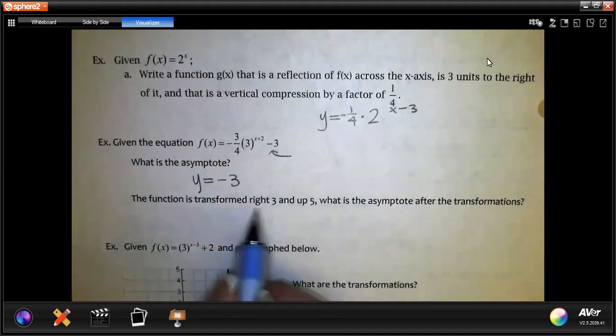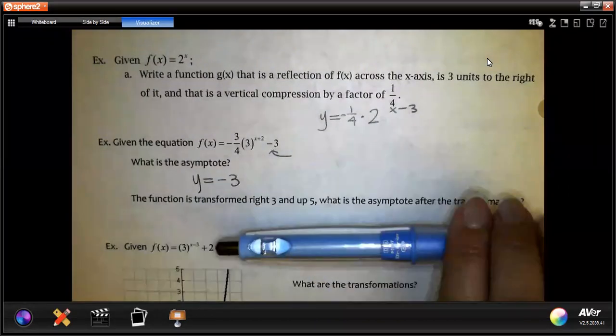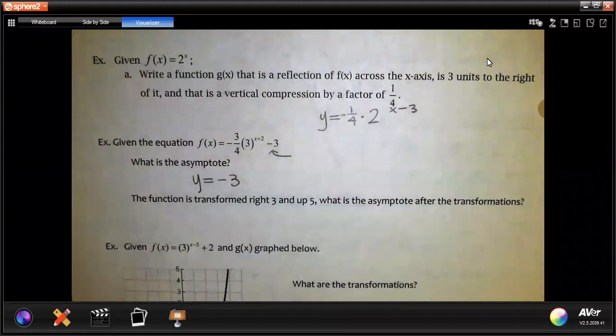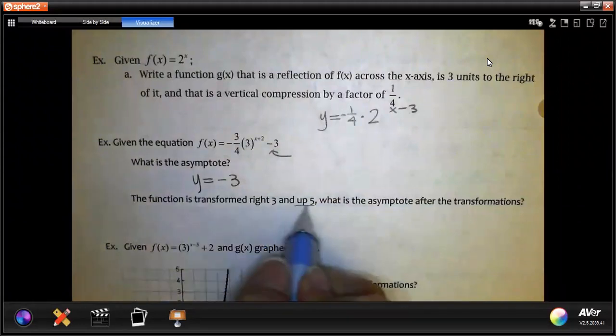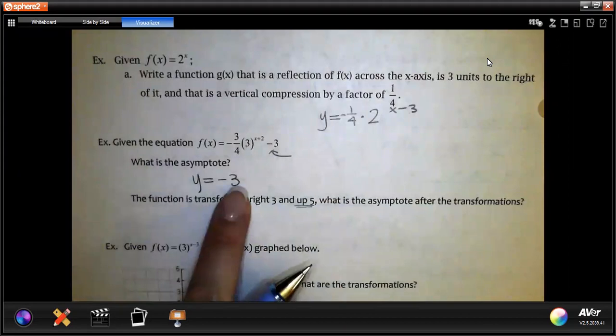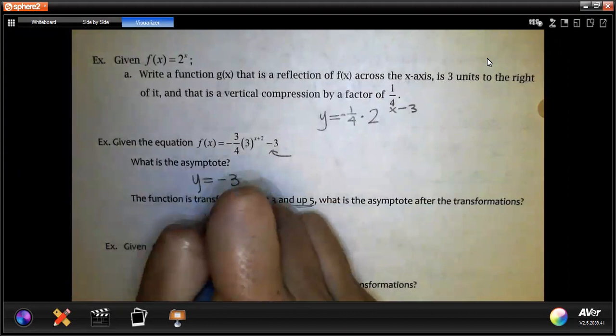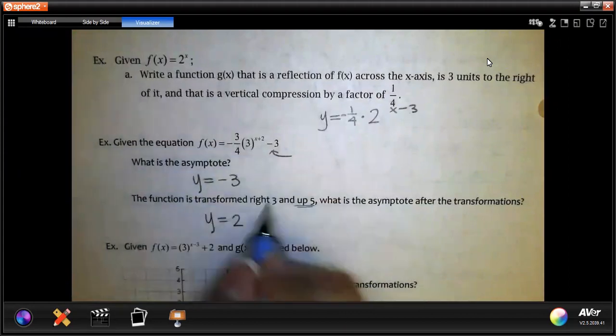Again, this right 3 does not change a horizontal line. If I take this horizontal line and I move it to the right 3, that is not changing that horizontal line. The up 5 does change it. So it would take it from this -3 and move up 5 units. So it would be at y equals 2. This does not change it.